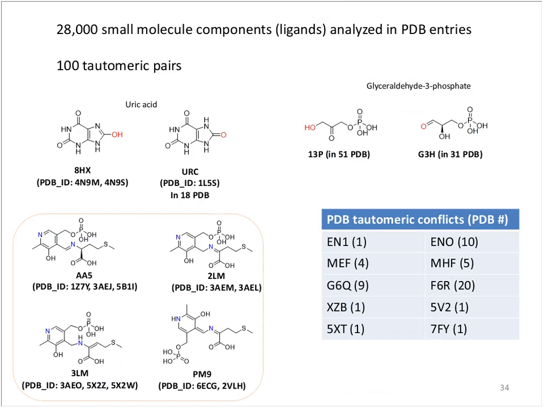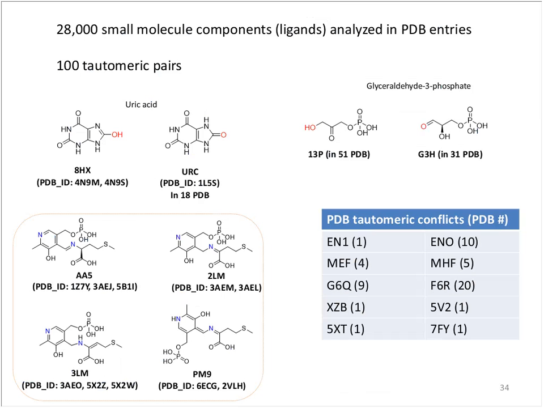Similarly, we have analyzed the ligand part of the Protein Data Bank, and we have found there are 100 tautomer conflicts. For example, uric acid, this is the purine byproduct, and this molecule in hydroxyl form is present in the 82 PDB, while this in keto form is present in the 15 PDB.